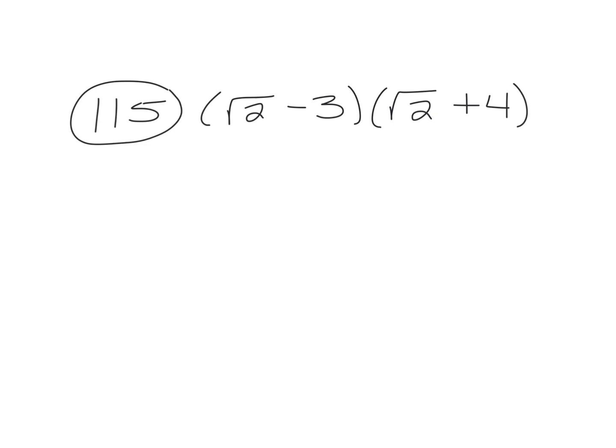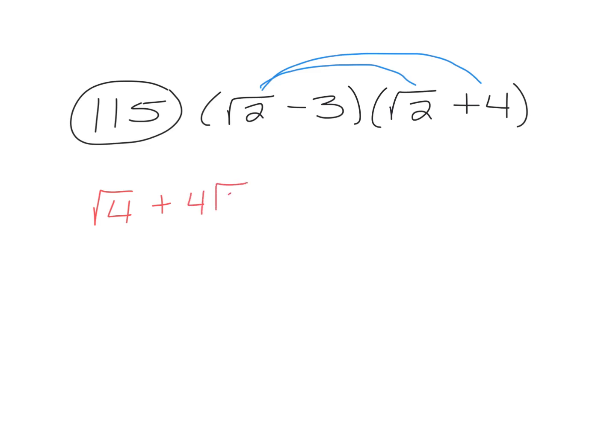It's set up with two binomials, right? So we have to end up foiling. So draw these arrows. It helps. Keep yourself organized. When you have big problems like this, keep yourself organized. So we have square root of 2 times square root of 2. Square root of 4. Now we have square root of 2 times 4. 4 square root of 2.